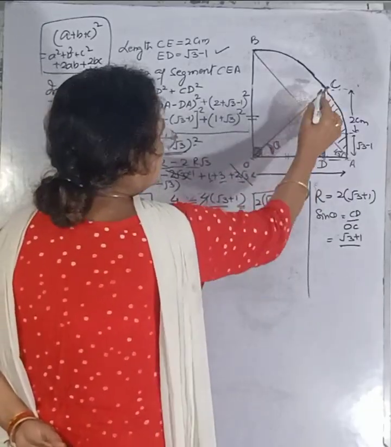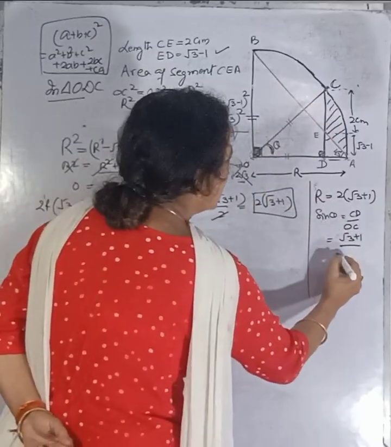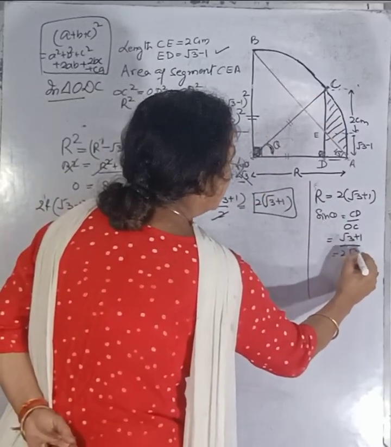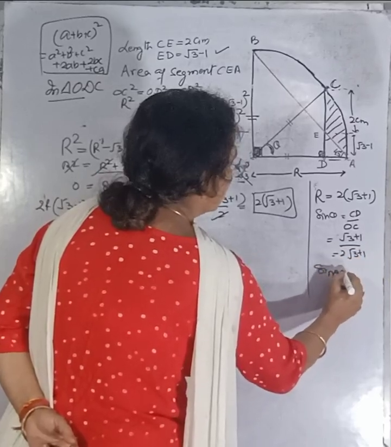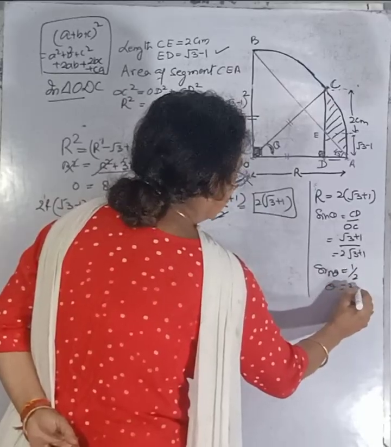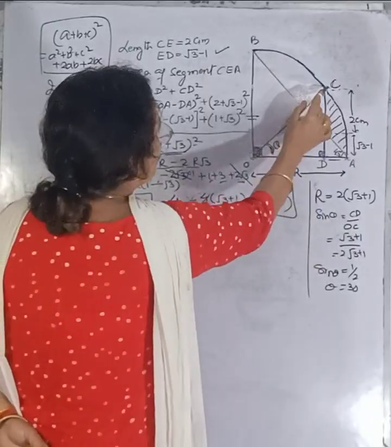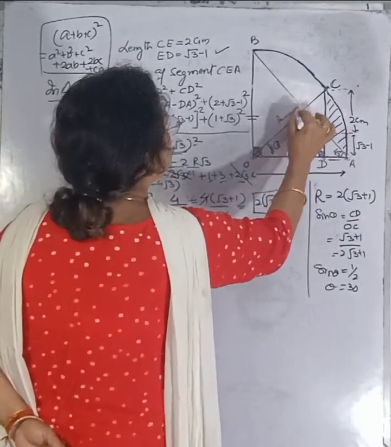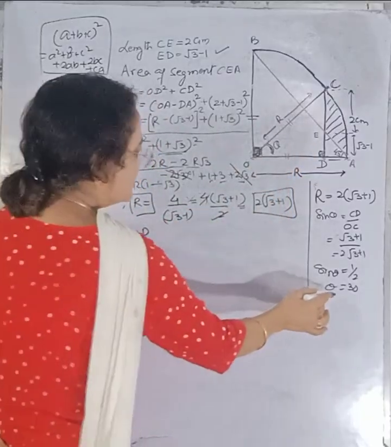OC is equal to R. R is known to us, 2 into root 3 plus 1. It means sin of theta is equal to 1 by 2. It means theta will be 30 degree. OC is equal to R. This is R. It means theta is equal to 30 degree.